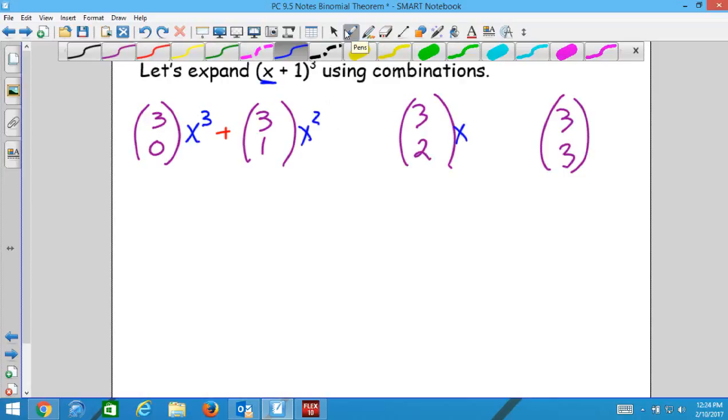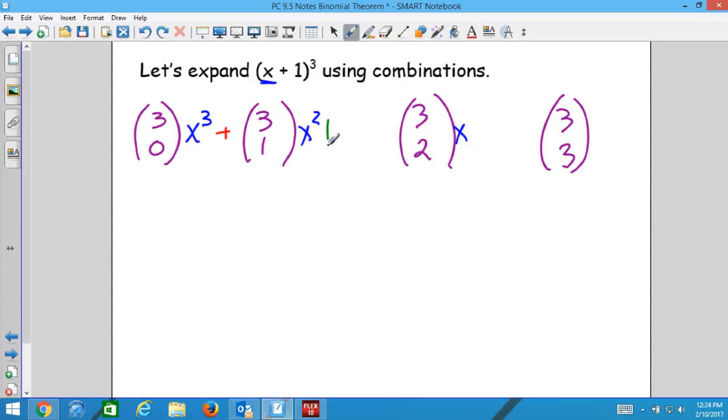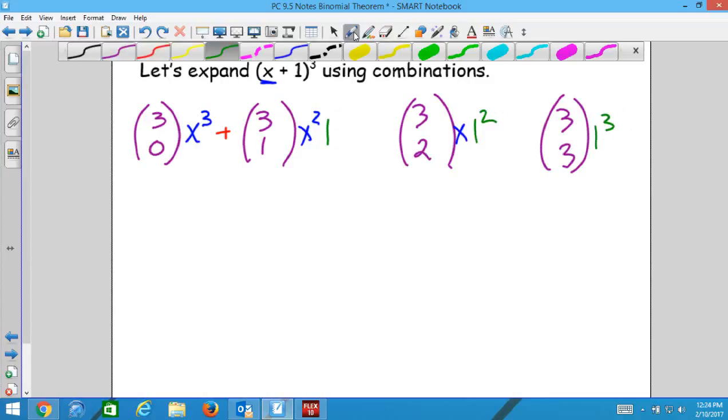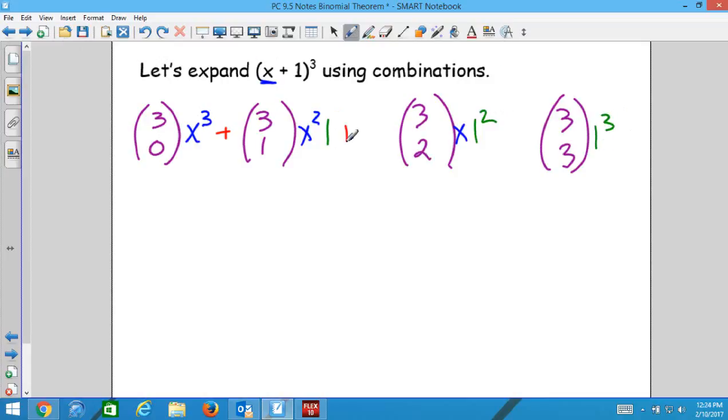The second one will be 1 squared, 1 to the third, and then we will put addition signs. So what you're going to do on your calculator is you're going to do the combination 3 choose 0. You're going to do combination 3 choose 0.